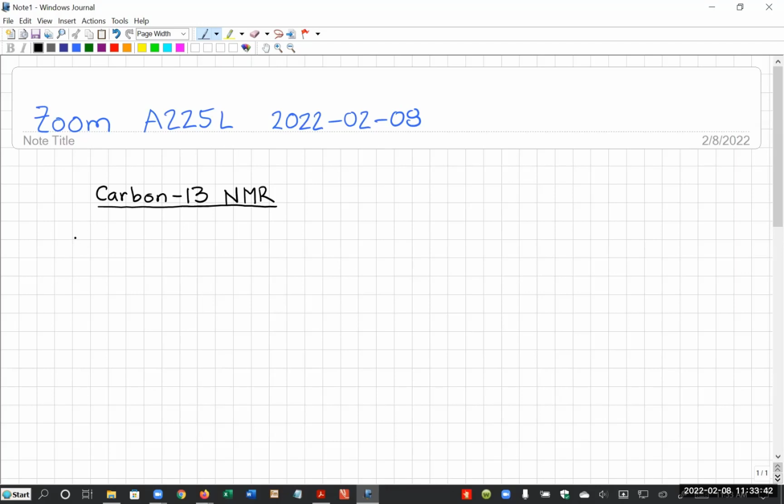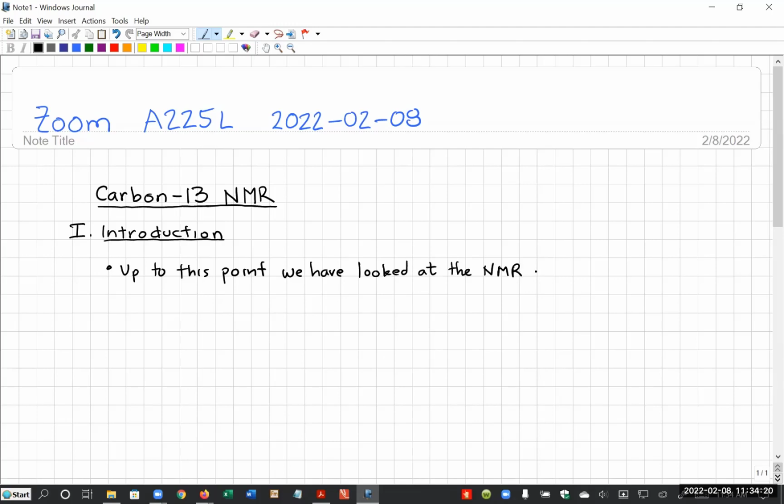So let me start with some introductory information. In the advanced NMR lecture, the first part of which is recorded, there are notes and a recording. This will be covered in more detail. We've already done some NMR, and we talked about all of these characteristics of NMR.